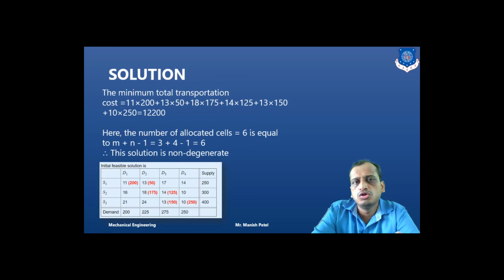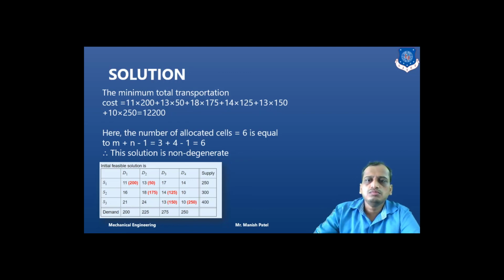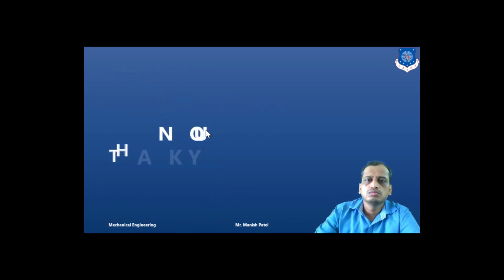We have seen the northwest corner method and the least cost method. In the next lecture, we are going to look into the third method, which is the efficient method called Vogel's approximation method. Thank you.